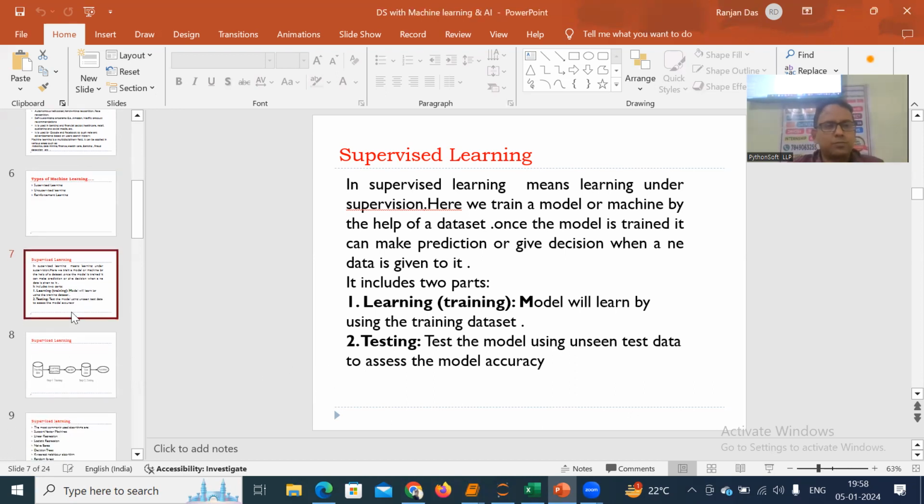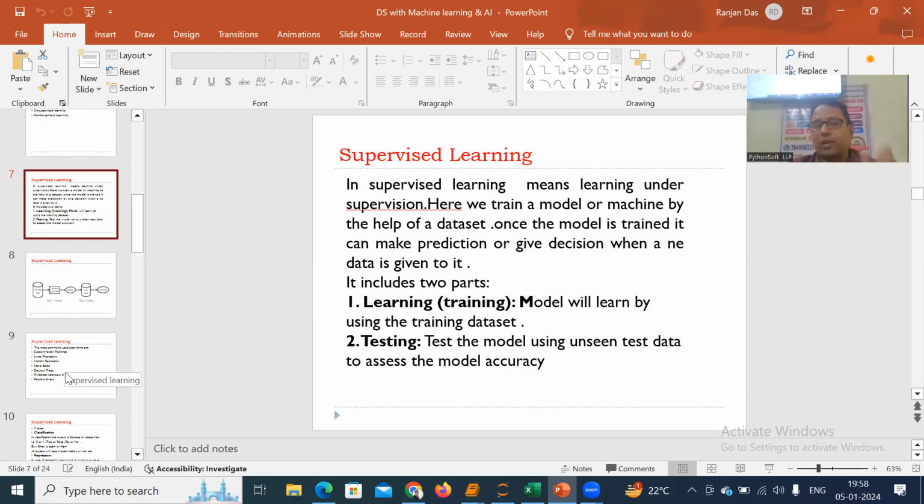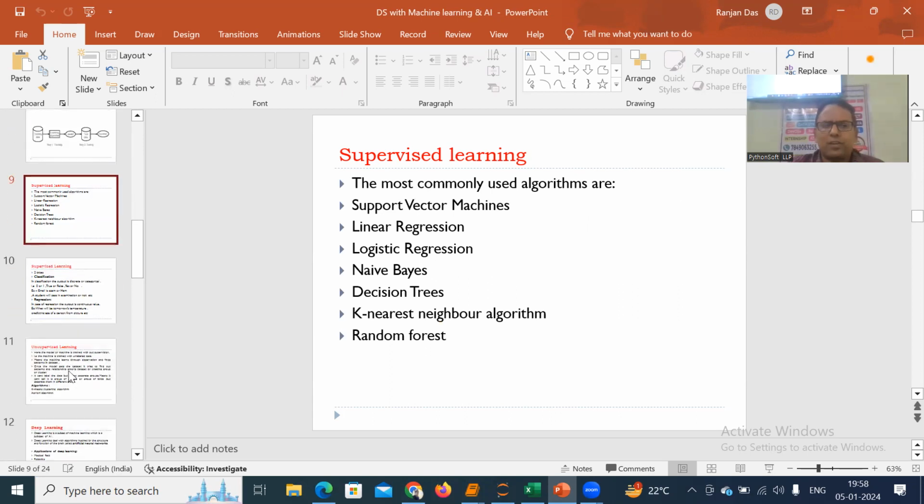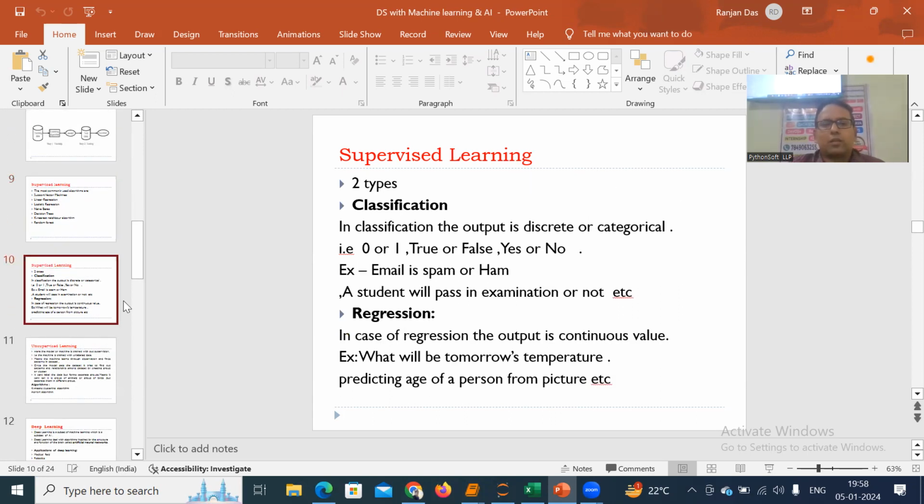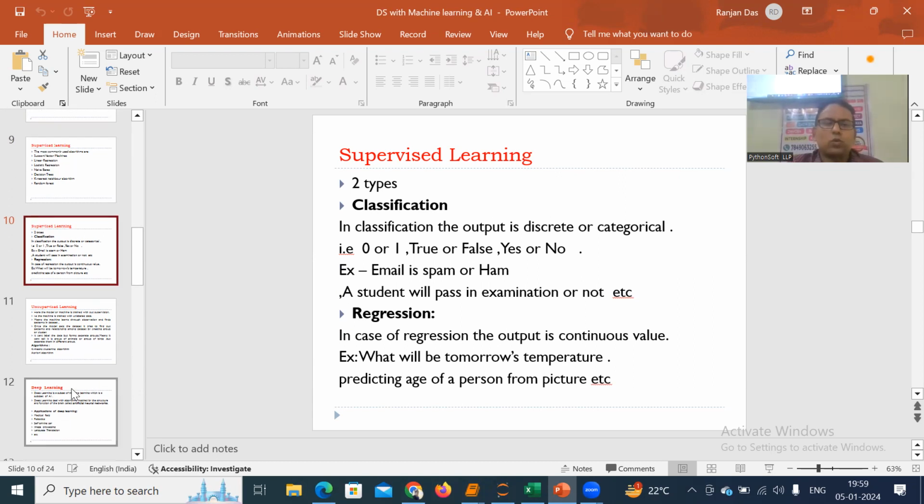So accuracy is important. In supervised learning, we are giving training, but in unsupervised learning, we are not giving training. Supervised learning has two types, classification and regression. Classification means your answer is yes or no: tomorrow will there be rain or not, the email is spam or not, a student will pass the exam or not. These are all yes or no. Regression means, tomorrow how much rain will there be? What is the dollar value tomorrow? How much mark will a student get? This kind of problem is called regression.